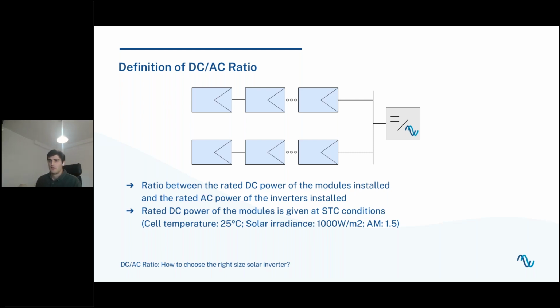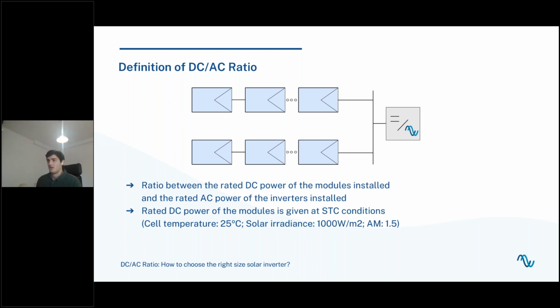The DC-AC ratio is basically the ratio between the rated DC power of the modules installed, which is the power given for the modules in the datasheet or in the nameplate, and the rated AC power of the inverters that are installed.